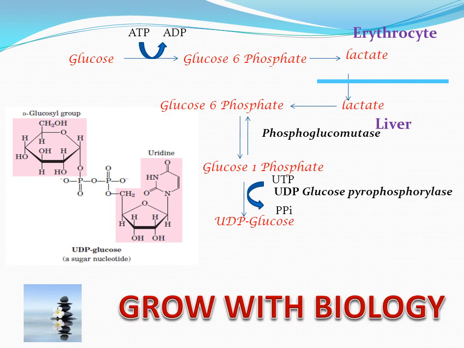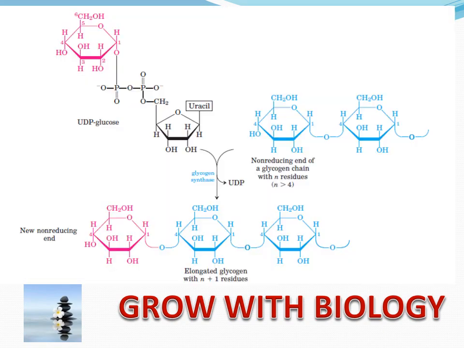So, we have glucose 6-phosphate which will be converted to glucose 1-phosphate in the presence of enzyme phosphoglucomutase. Glucose 1-phosphate then converts to UDP glucose molecule with the help of UDP glucose pyrophosphorylase. UTP will get converted to UDP releasing pyrophosphate. So, this is the mechanism by which glucose is converted to glucose UDP.